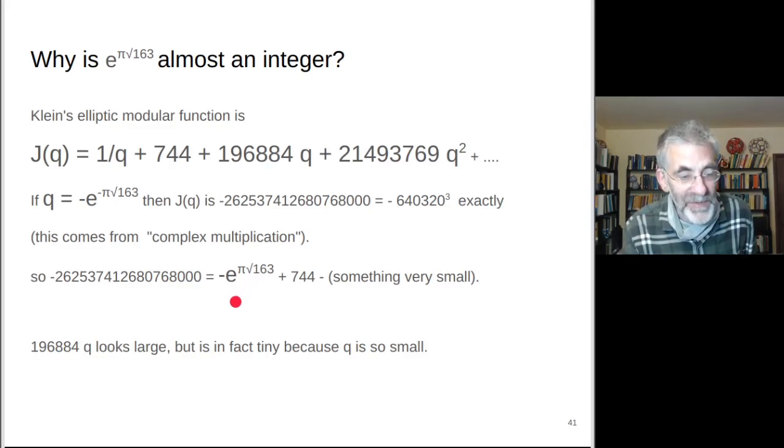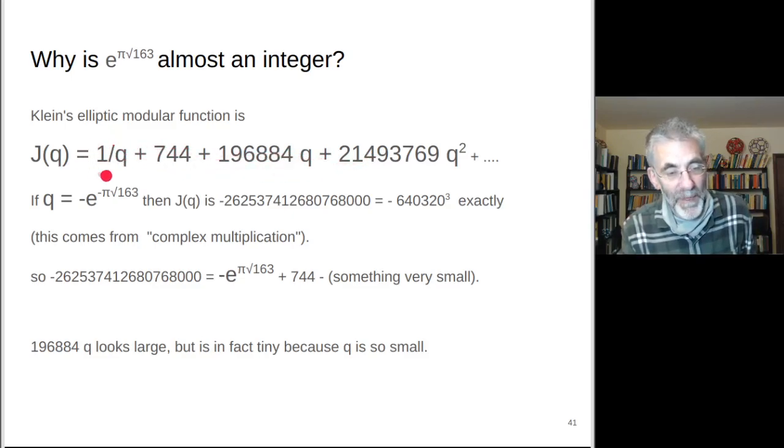So the result of this is that if q is equal to minus e to the pi root 163, then this expression here is an integer. And this number here is equal to e to the pi root 163. This is an integer. And this term here is incredibly small. I mean, it looks big because of the 196884, but q is so tiny that all these terms here are incredibly small. And the result of this is that e to the pi root 163 is very close to this integer.